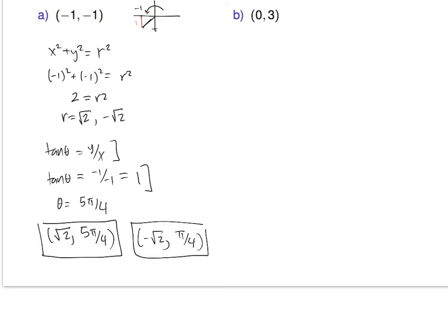Yes? How did it change from positive root 2, 5 pi over 4 to negative root 2, pi over 4? Because of how you graph points that have a negative r. If you're graphing a point that has a negative r, you go over that angle, like there, and then you reflect. That's what the negative does. The negative part in the r does the reflecting.